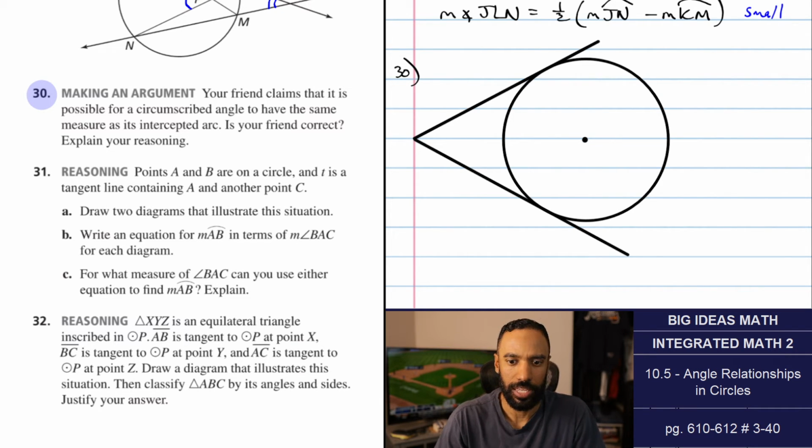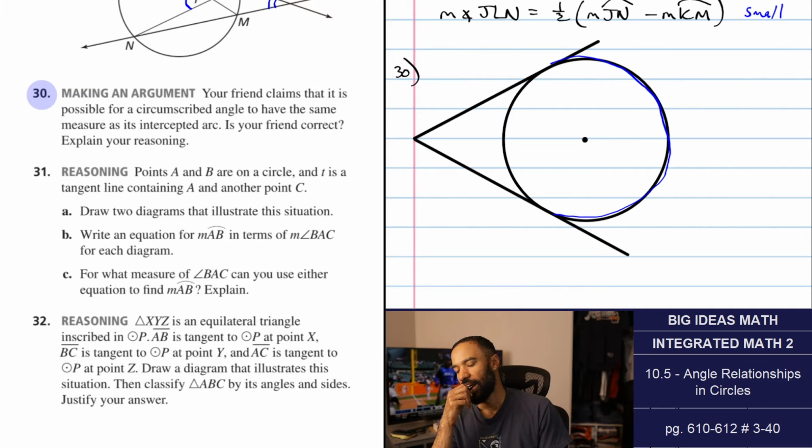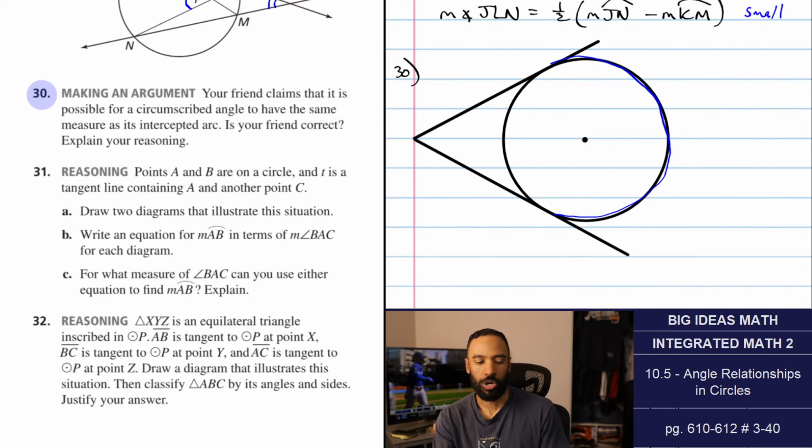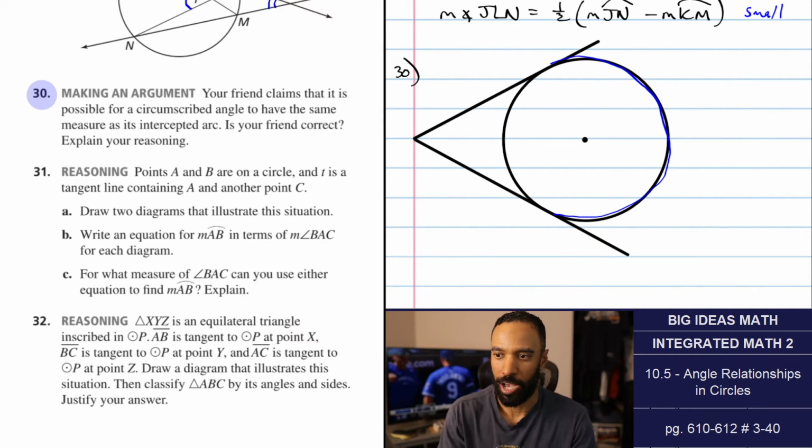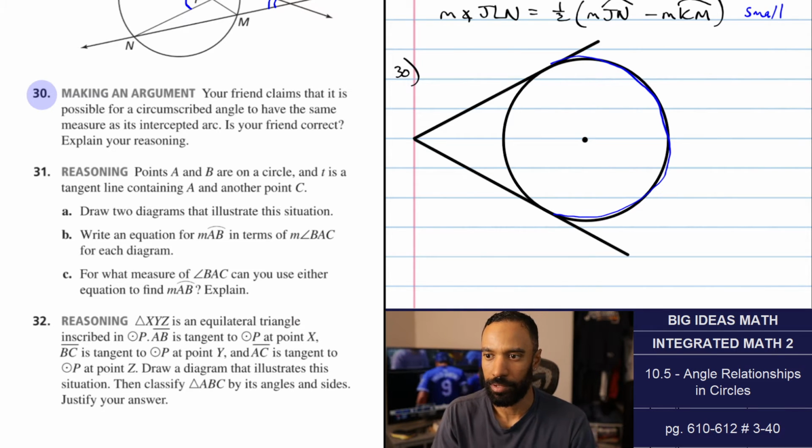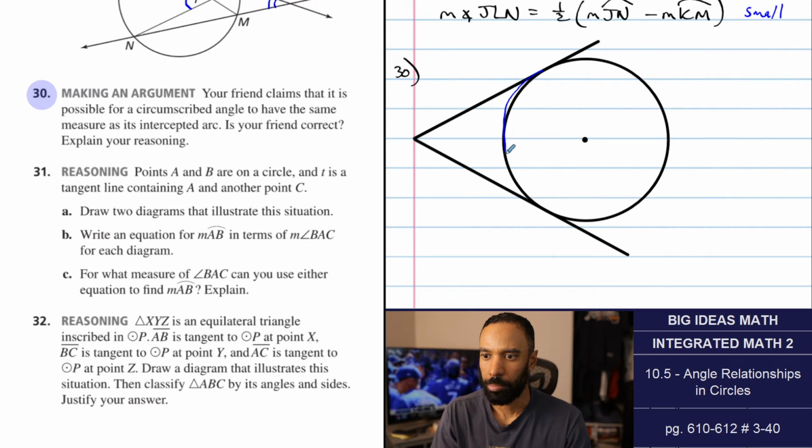Which one counts as the intercepted arc? Are they talking about the bigger one? If they're just talking about that one, or do they mean that whole difference of the two thing? I'd assume they just mean the bigger one. Maybe they don't. Maybe they mean the smaller one, because it won't be possible to be the same size as that one, right? That's just not going to happen. So they probably don't want this one.